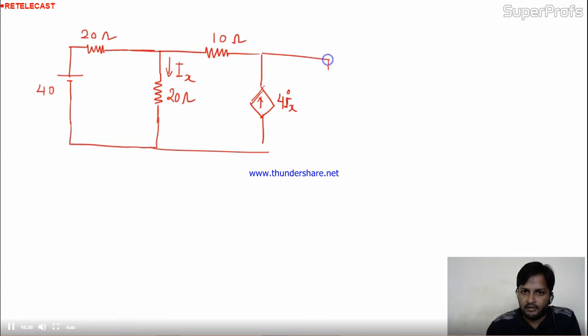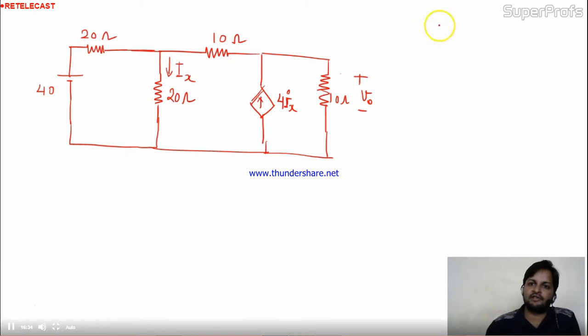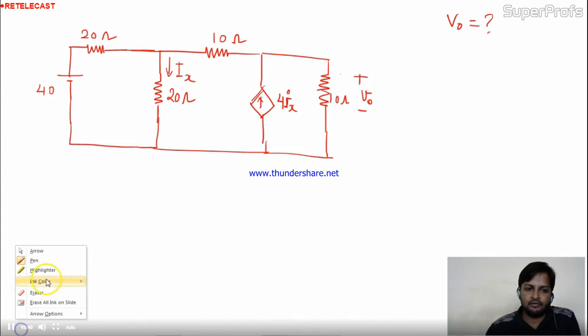Come to the remaining part of the circuit, and that is a 10 ohm resistance, and the voltage across this is nothing but V0. Now the question is, find out the V0. Find out the V0. Okay, is it clear to you?